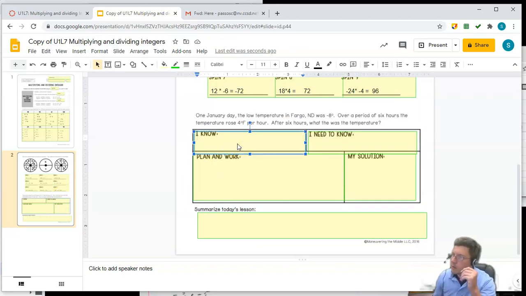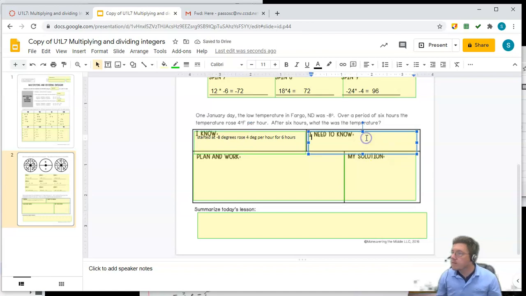Now, let's read through this word problem. On January, the temperature in Fargo, North Dakota was negative 8 degrees. Over a period of 6 hours, the temperature rose 4 degrees per hour. What was the temperature? So I know it started at negative 8 degrees. Rose, not froze, rose 4 degrees per hour for 6 hours. I need to know the final temperature.